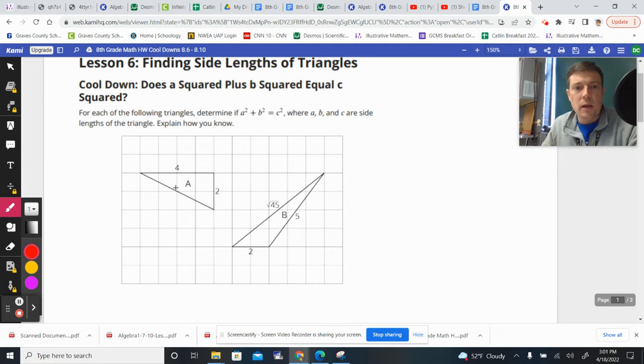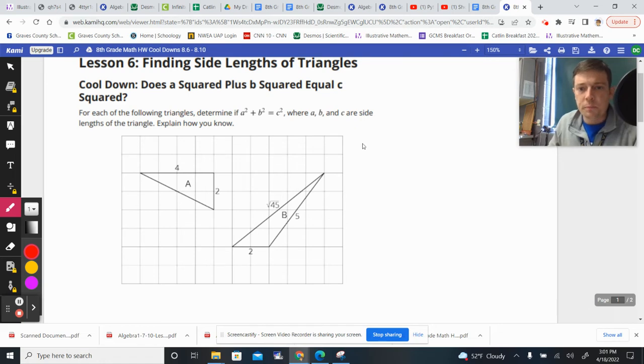We're starting on Pythagorean theorem, which you're noticing here: a squared plus b squared equals c squared. For each of these triangles, determine if the legs squared would equal the hypotenuse squared, where a, b, and c are the side lengths of the triangle, and explain how you know. So, will this one have a squared plus b squared equals c squared? Yes, it will. Will this one over here have a squared plus b squared equals c squared? This one will not work.